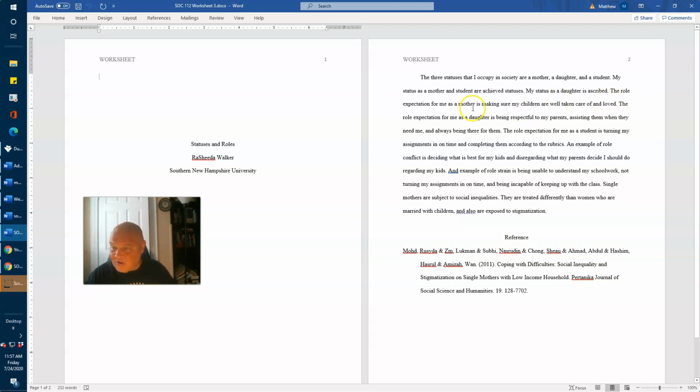She talked about her role expectations for being a mother, a daughter, and a student, basically summarizing these statuses in very succinct fashion. Now, here's where it gets critical. An example of role conflict, she says, is deciding what's best for my kids and disregarding what my parents decide I should do regarding my kids. Why is that a role conflict?